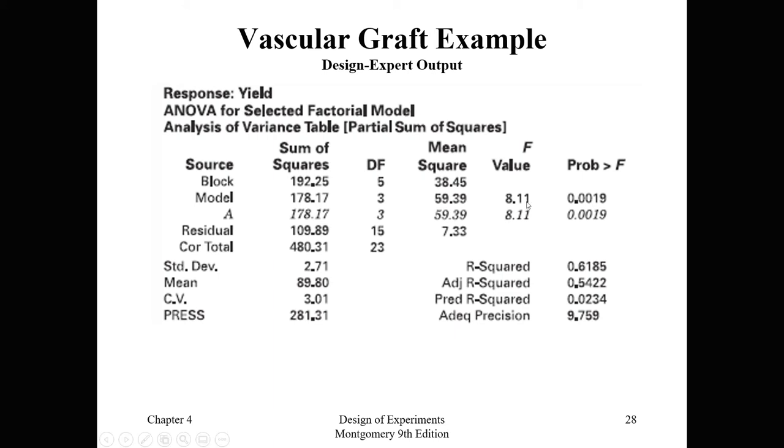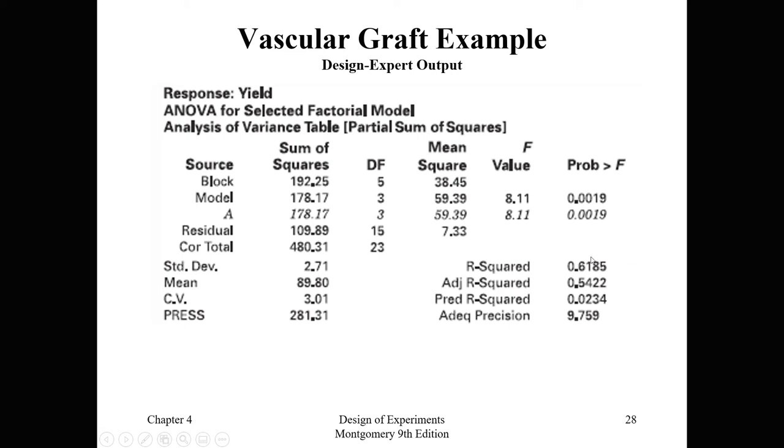So we see our F statistic. This is just the ratio between the mean squares of treatment and the mean squared error. So that's our 8.11, and then the p-value was calculated via software for interpretation.